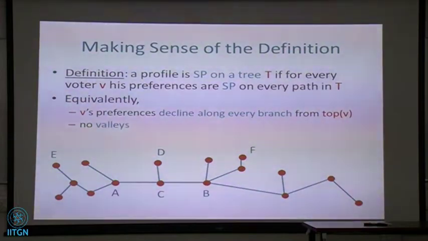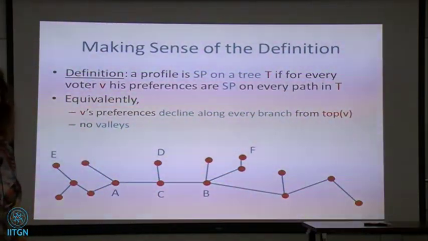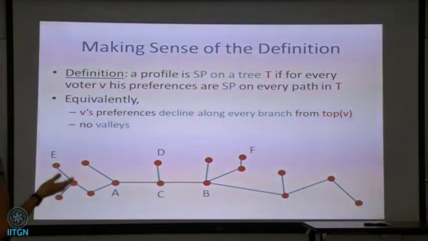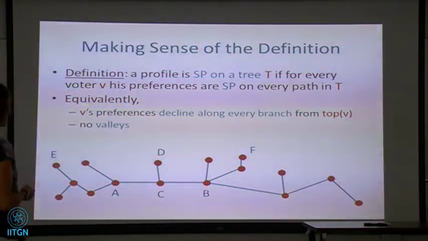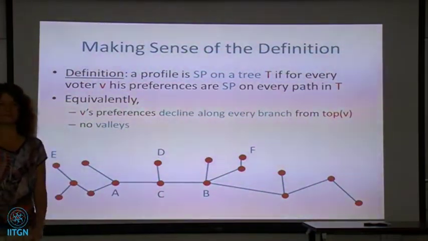Decline along every branch, no valleys. So no valleys would be another equivalent definition. No, it's not a rooted tree. But if you think of a specific voter and the top of that voter, you can make it rooted with respect to that root. In the definition, the tree is not rooted. It's more like every voter chooses his or her own root.